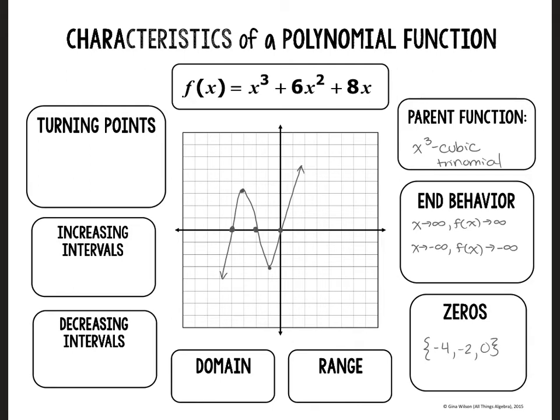The domain, for all polynomial functions, your domain is from negative infinity to positive infinity. The range could change based on the polynomial function, but for this one, it is going down forever and it's going up forever. So our range is from negative infinity to positive infinity as well.